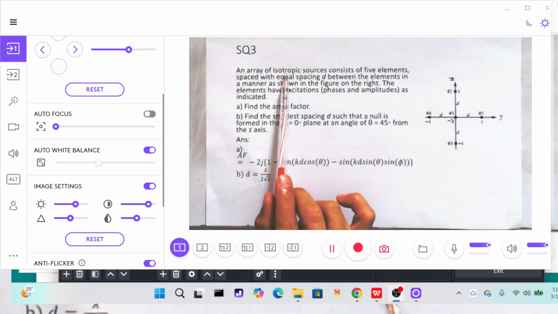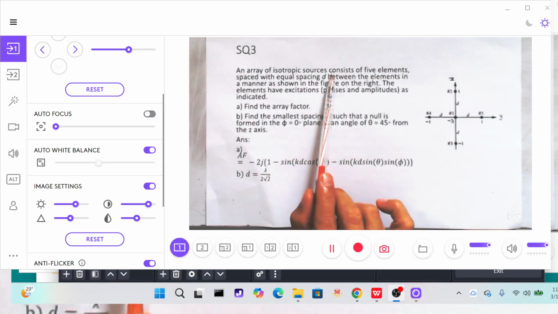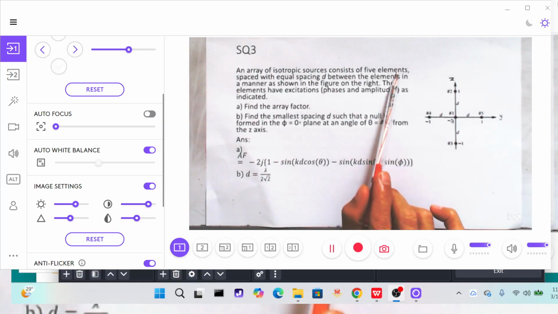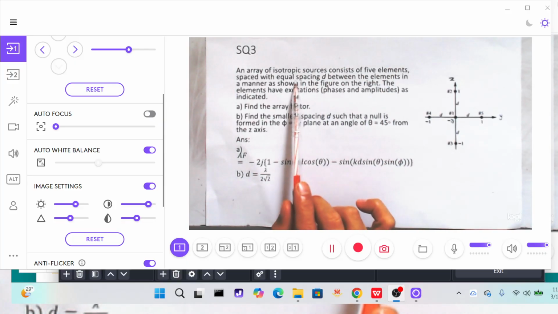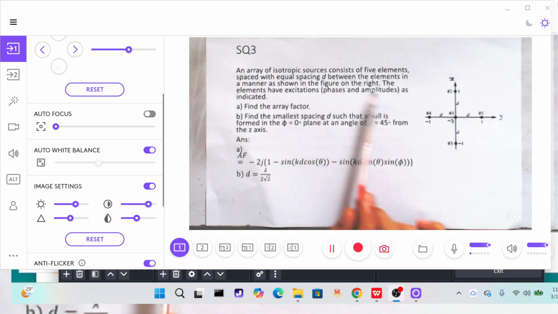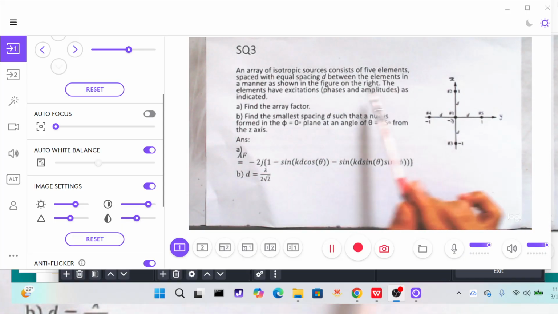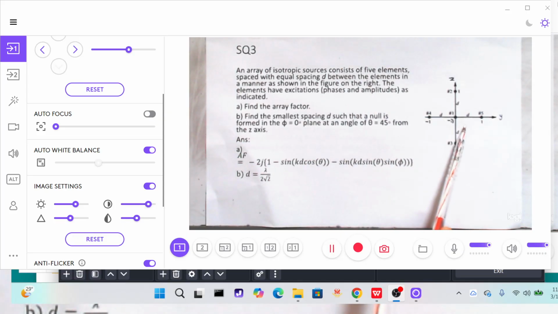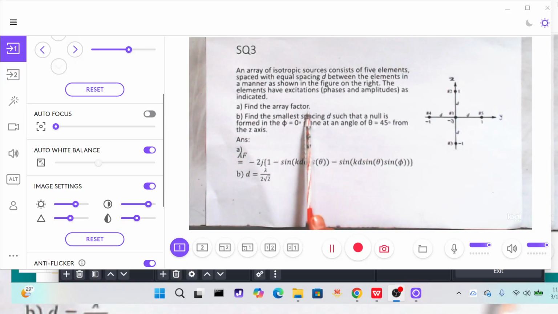An array of isotropic sources consisting of 5 elements, placed with equal spacing d. So the spacing is d. The element excitations are as follows, and find the array factor. So we need to do something for the array factor.